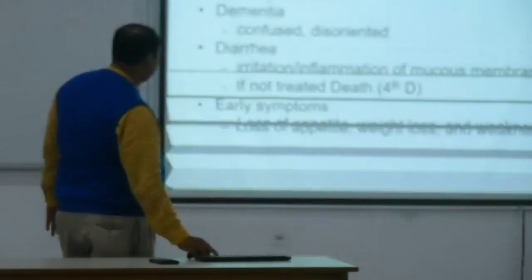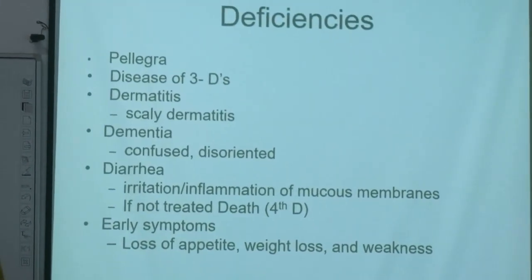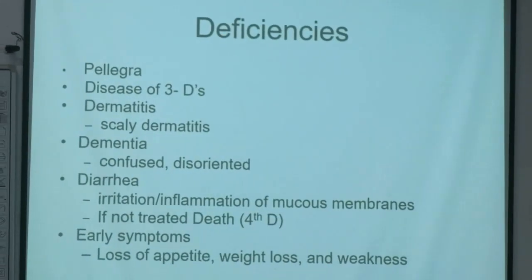GDH, glutamate dehydrogenase. Now, deficiency manifestation of niacin. It leads to a disease called pellagra.